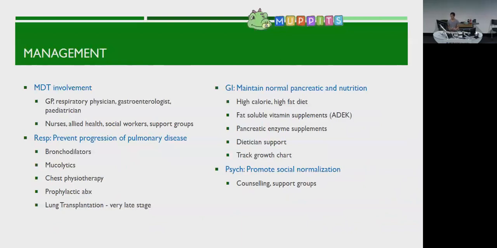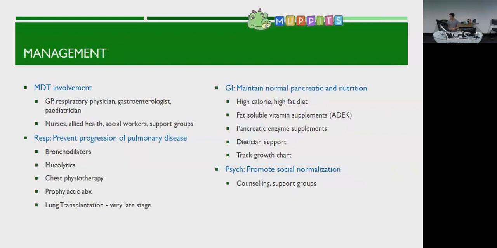with the goal of preventing the progression of their lung disease. So giving them bronchodilators to help them open up their airways, mucolytics to help break down that sputum, and then chest physio to help them expectorate it. Prophylactic antibiotics, we know that these kids are at increased risk of going on to develop lower respiratory tract infections. And then very late on in the game, this is not something that you necessarily have to tell the parent, is that, if their lungs really get messed up and they're reasonably healthy, we can consider lung transplants down the line.